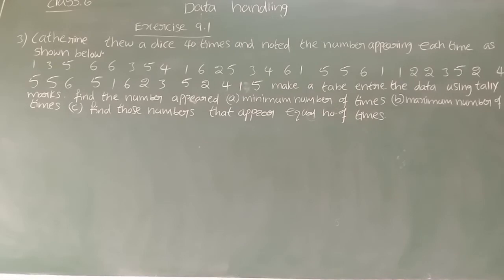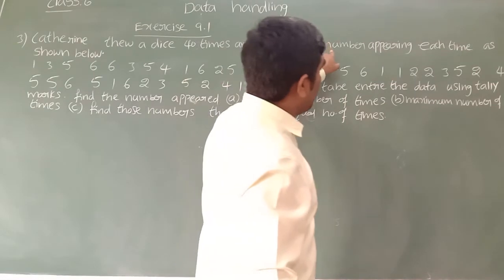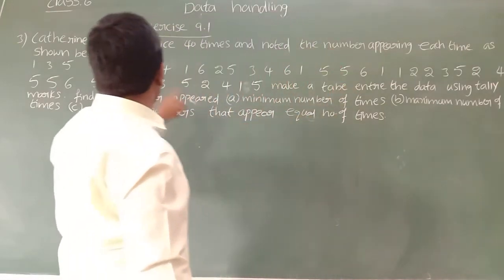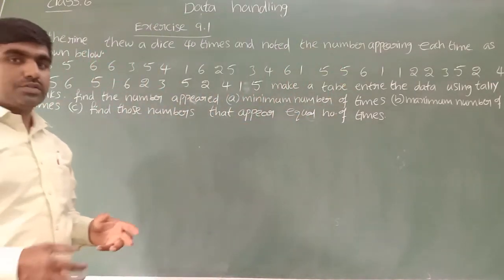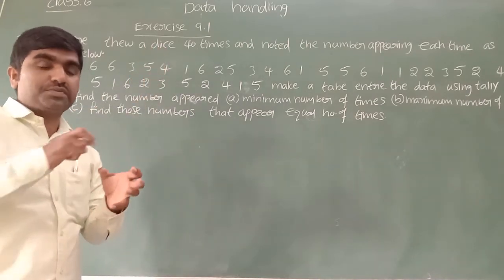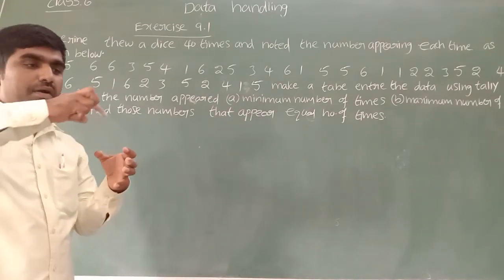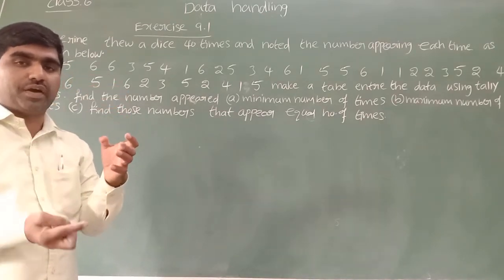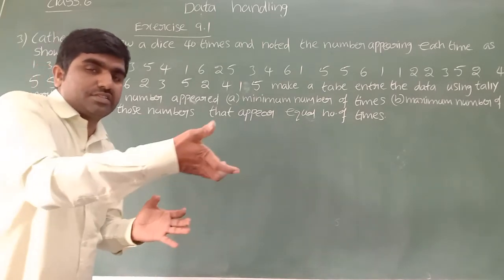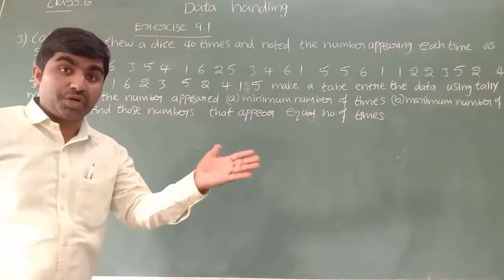Yes, children, here you can see some problem solving from exercise 9.1. Here they said Catherine threw a dice 40 times and noted the number appearing each time, as shown below. So you know what is meant by dice? A 3D figure. It has 6 faces, all square shaped, and each face is numbered 1, 2, 3, 4, 5, 6. When we throw a dice, the top face gives any one number from 1 to 6.